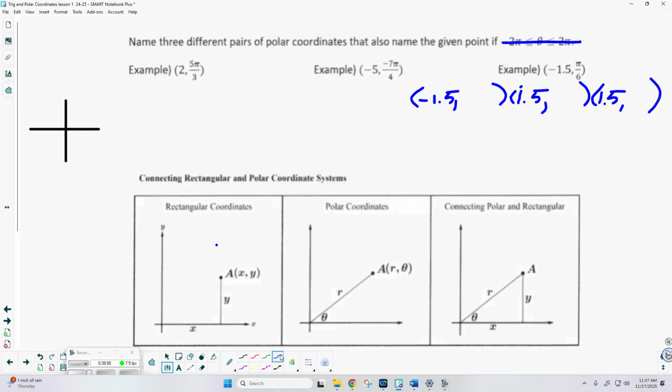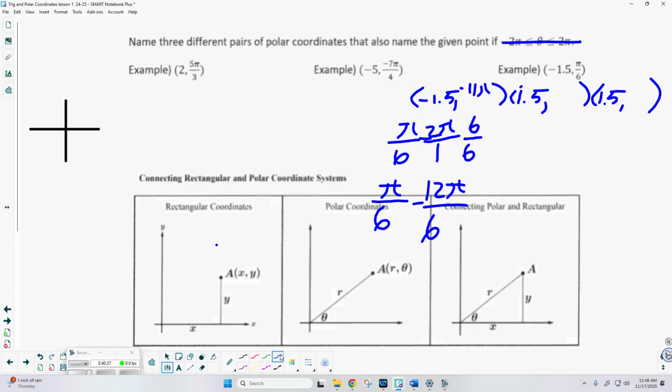So you're going to take that angle pi/6. Are you going to add or subtract 2 pi? Subtract because it's positive. That's exactly right. Okay, so you got yourself a common denominator. So pi/6 minus 12 pi/6. What are we looking at? -11 pi/6. There you go.